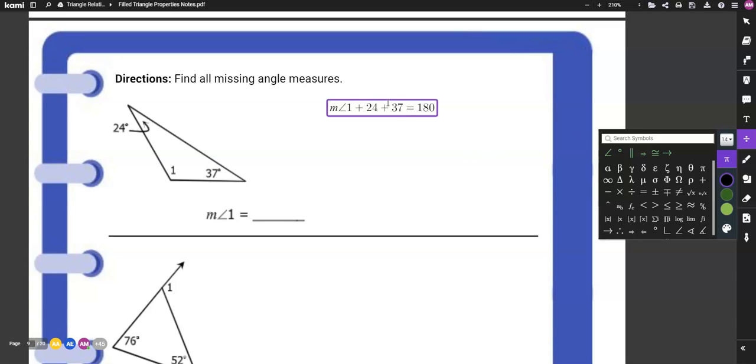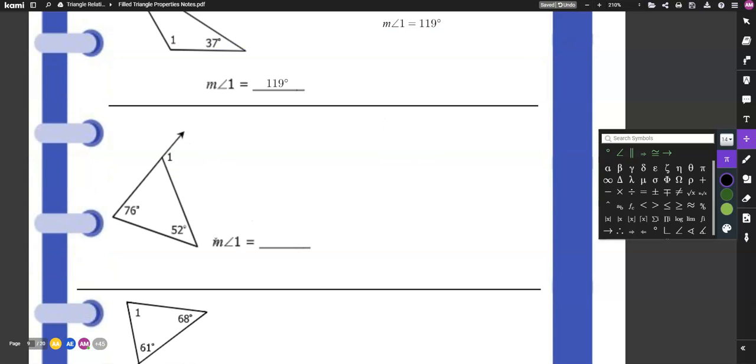So it'll depend on how you want to do that. If you do it this way, though, you would need to combine like terms. So we would have the measure of angle 1 plus 24 plus 37, which is going to be 61. And then I'm going to subtract 61 from both sides. And that's going to leave me with the measure of angle 1 being equal to 119 degrees. And then I'm going to put that right here. You don't have to put it in both locations. Just one is fine.